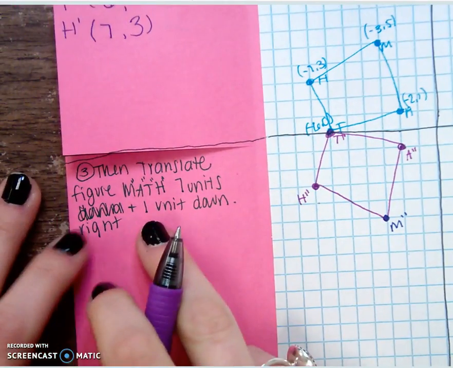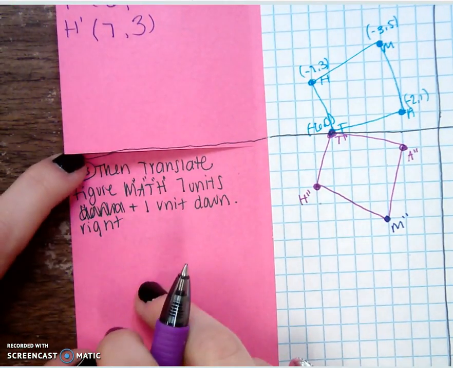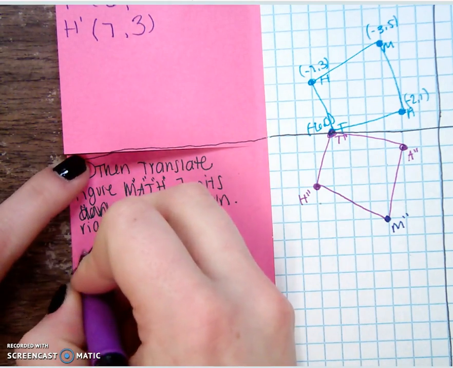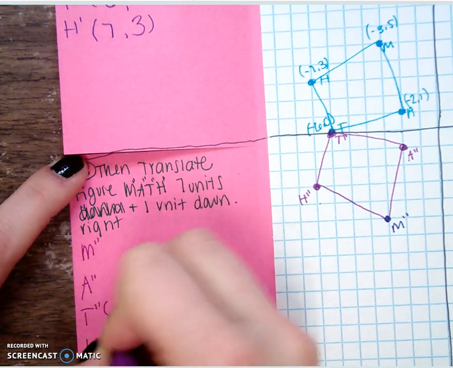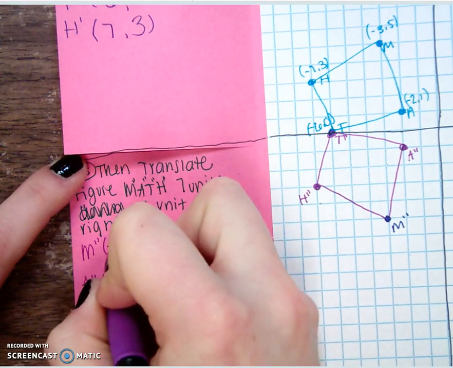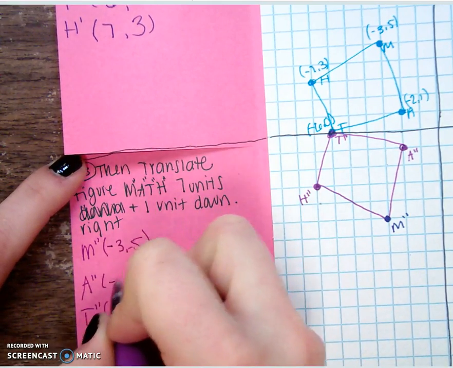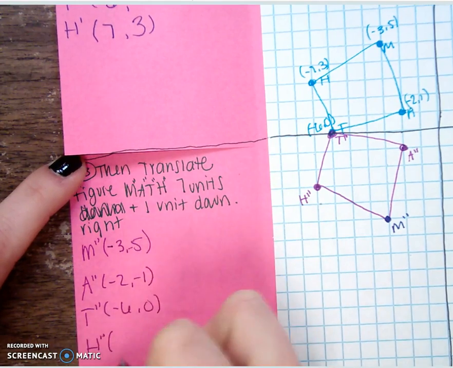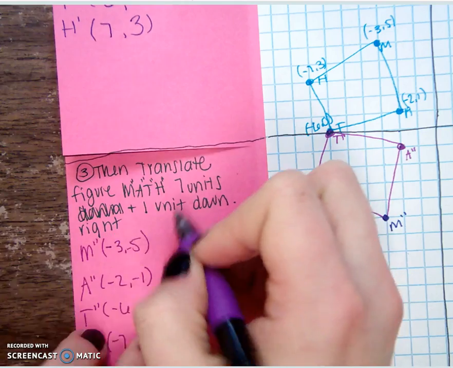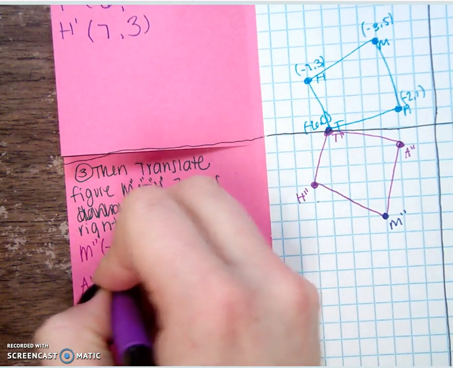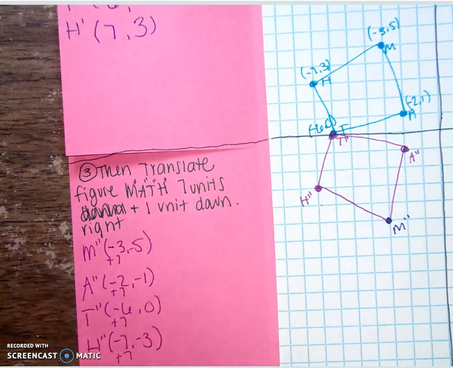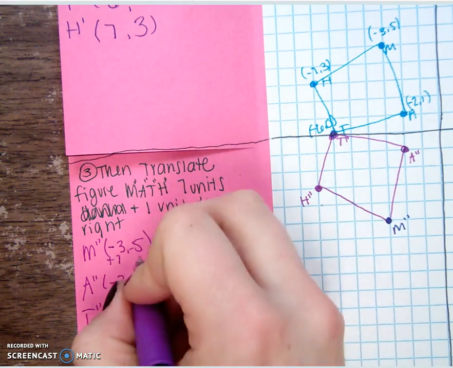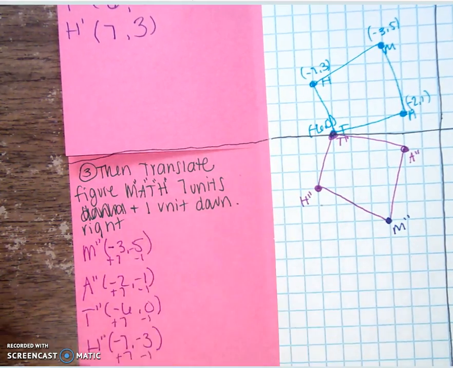Now I'm going to translate this figure 7 units right and 1 unit down. Go ahead and rewrite what M, A, T, and H double prime were. We're just recopying our last coordinates. And then 7 units right, which means I'm going to add 7 to all my x's. And then 1 unit down, which means I'm going to subtract 1 from all my y's. Let's rewrite those new coordinates.